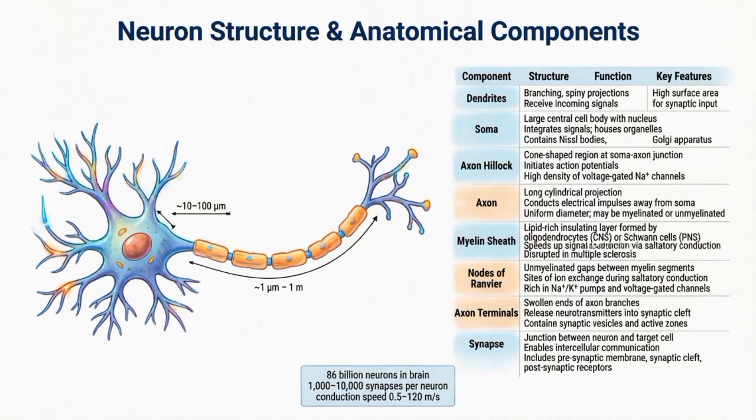Axon terminals. At the end of the axon are the axon terminals. They contain synaptic vesicles filled with neurotransmitters. Synapse. Finally, the synapse, the junction between the neuron and its target cell. It enables intercellular communication through chemical or electrical signals.